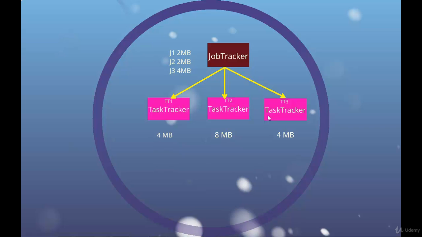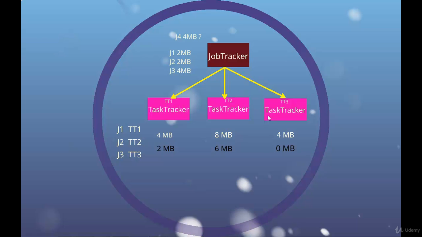What's the problem we got here? What is the problem we got when we scheduled J1, which is a 2 MB job, to TT1? What are we consuming or what are we wasting? We are wasting memory. How much memory are we wasting in TT1? It's 2 MB. Now how much memory is wasted in TT2? It's 6 MB. And what about TT3? It's 0 MB.